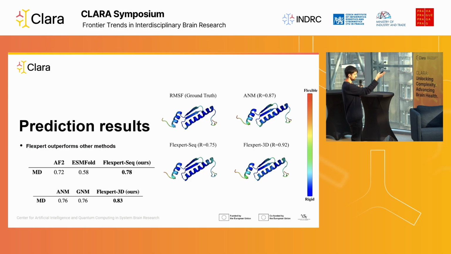These are the results, so the numbers I'm presenting are the Pearson correlation of our predictions to the ground truth, which is the flexibility from the MD simulations. And we can see that both the FlexPertSeq and the FlexPert3D outperform their counterparts in terms of this metric. So there's some visualization of the flexibility predictions, but I will talk about that a bit more later, so let me move on.